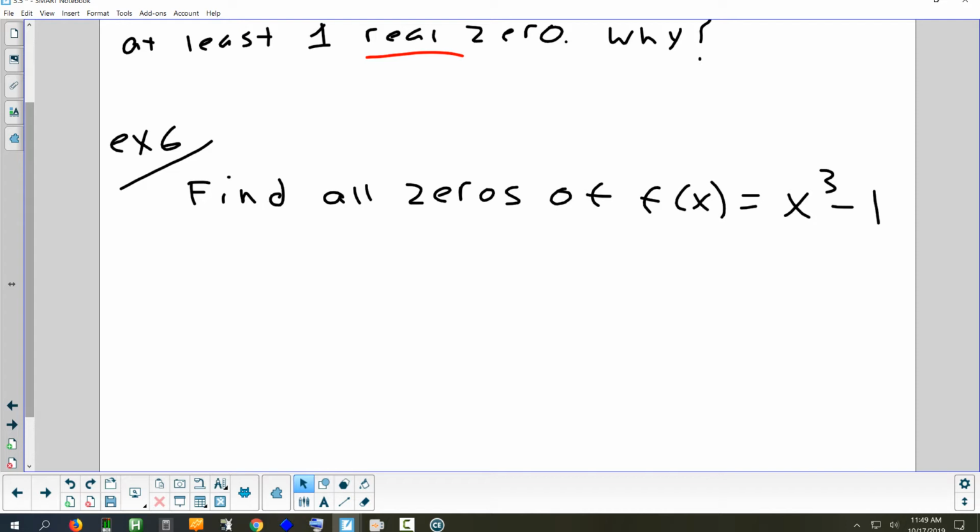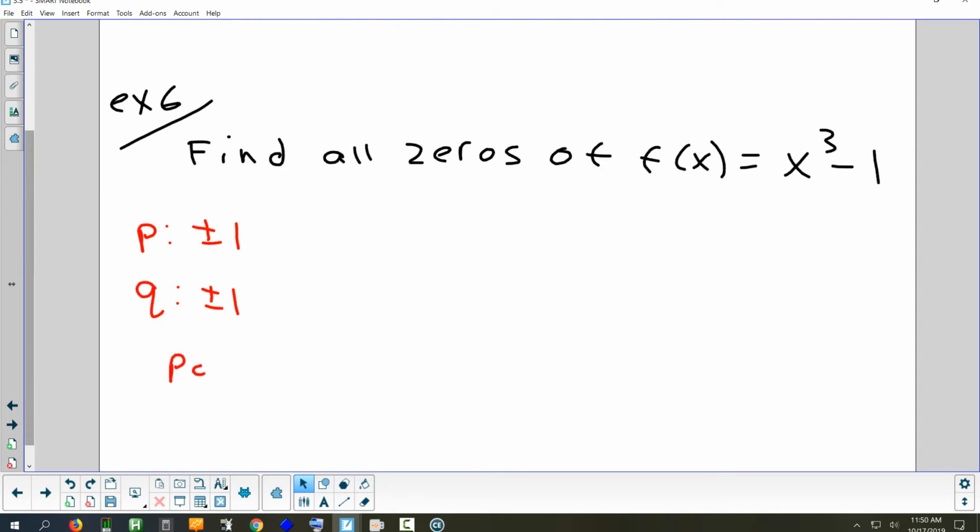Yep. Close. It has something to do with fractions. What's the name of that theorem? Yep. Rational root theorem. So let's make a list of our P and Q's. Okay. What are the factors of P in this one? Plus or minus 1. What are the factors of Q? Not very much interesting happening here. So what are all the possible rational roots?